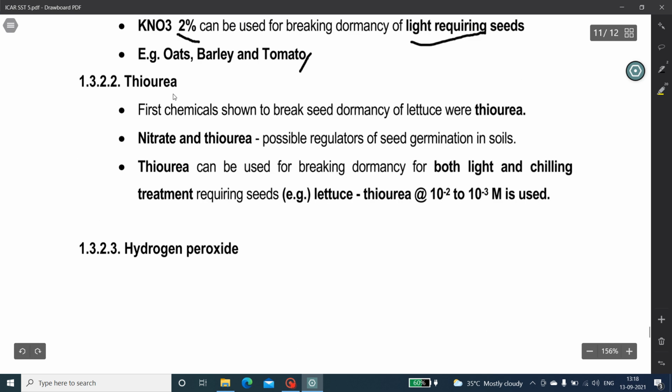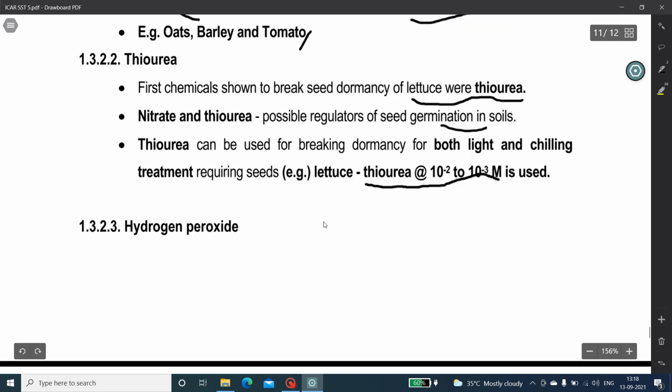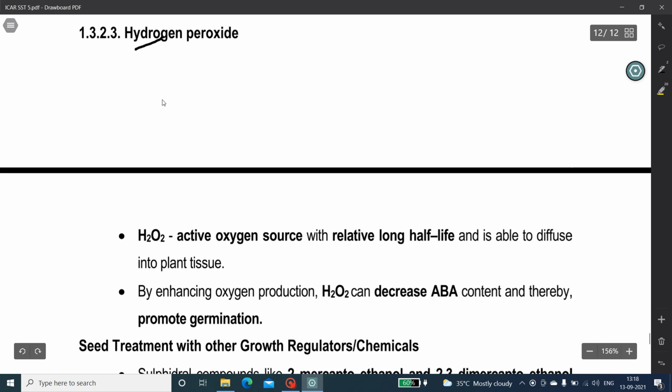The next one is thiourea. The first chemical to break seed dormancy of lettuce was thiourea. Nitrate and thiourea are the possible regulators for seed germination in soils. Thiourea is used for breaking dormancy for both light and chilling requirement seeds. Example here is lettuce. The chemical used here is thiourea at 10 power minus 2 to 10 power minus 3 molar. The next chemical is hydrogen peroxide.